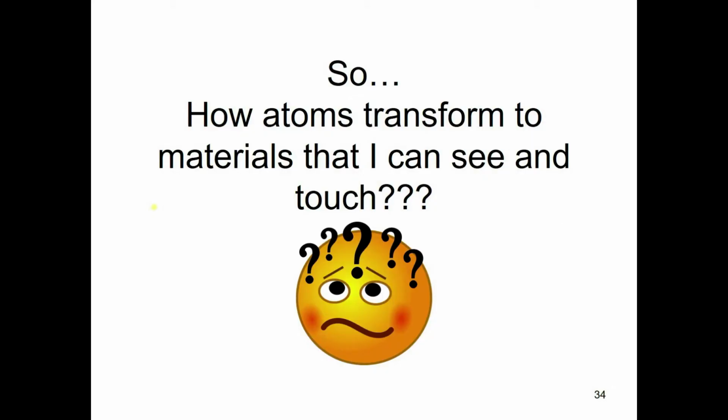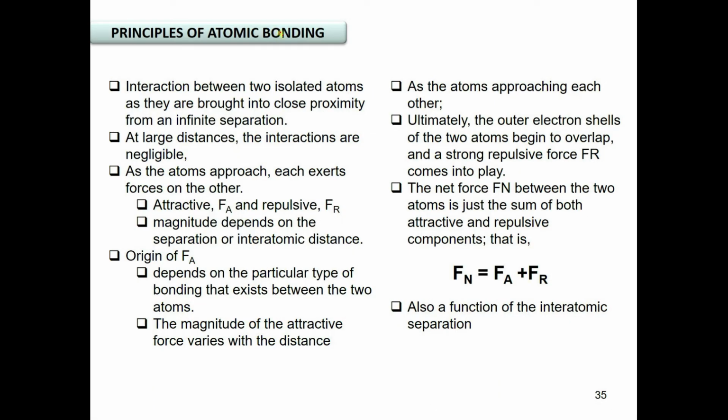From the part regarding the introduction to atomic structure, you know that atoms and molecules are very small. So how do these atoms and molecules transform into material that we can see and touch, and not only that, that we can alter in order to form products? The formation of matter or material is from the interaction of atoms.